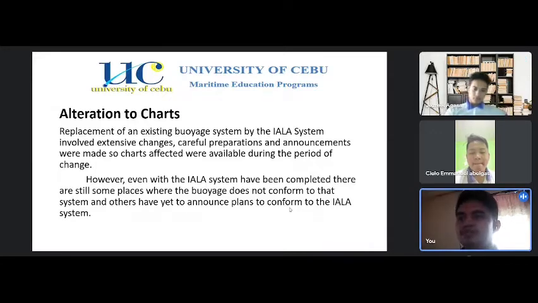However, even with the Ayala system completed, there are still some places where the voyage does not conform to that system, and others have yet to announce plans to conform to the Ayala system. Next, please.